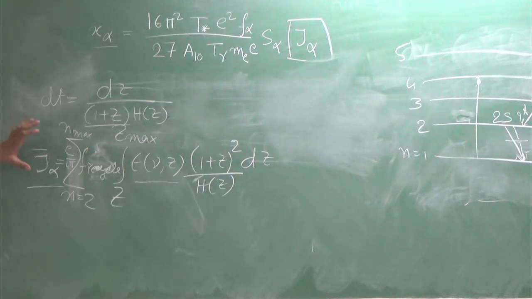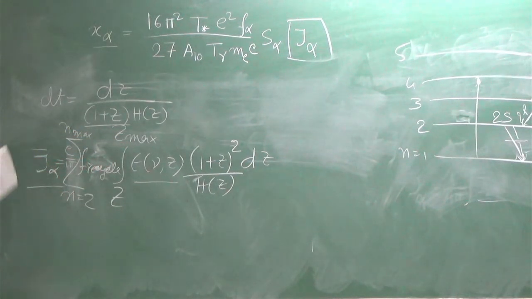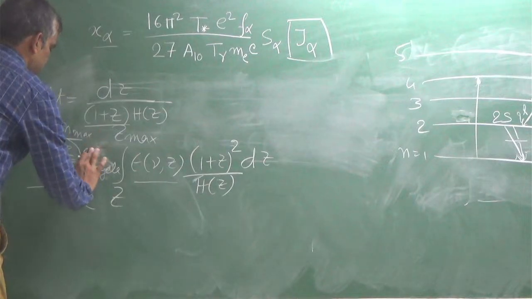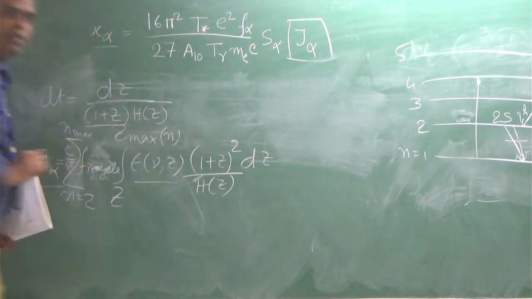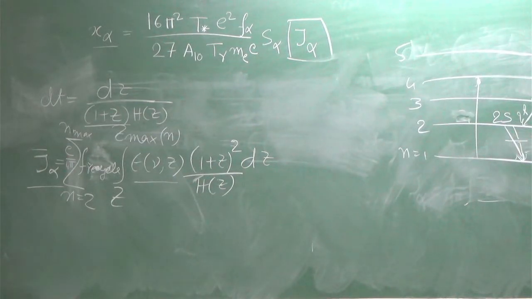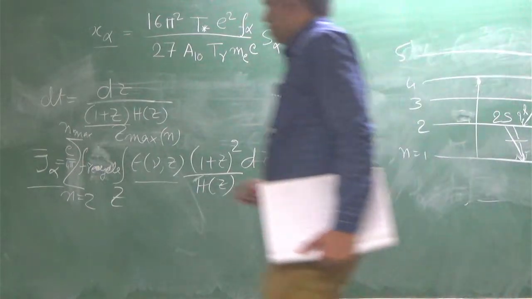Okay. So you have to calculate for each band separately, and for each band Z max is different, right? So Z max is actually a function of n, right? Because how do we calculate Z max?